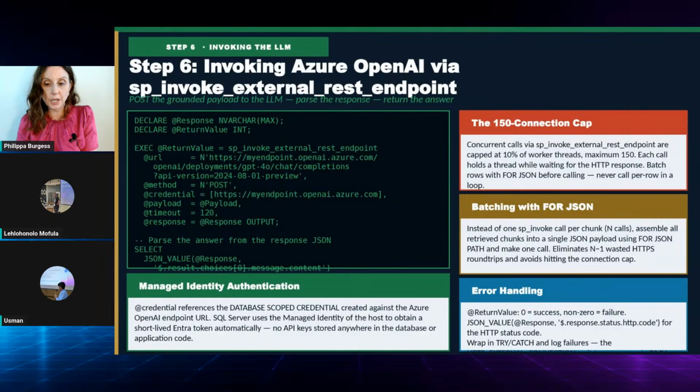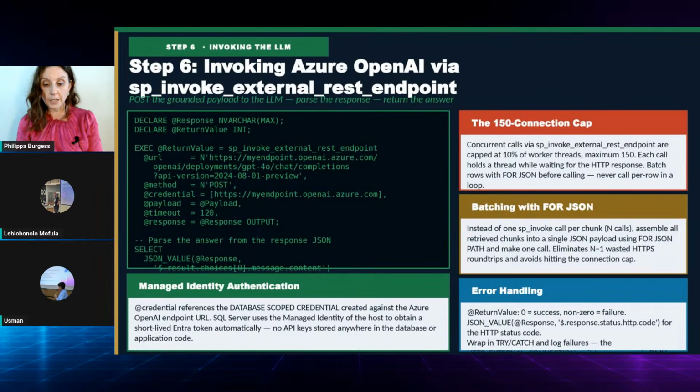Batching for JSON. Instead of one SP invoke call per chunk, assemble all retrieved chunks into a single JSON payload using FOR JSON PATH and make one call. This eliminates the N-1 wasted HTTPS round trips and avoids hitting the connection cap.